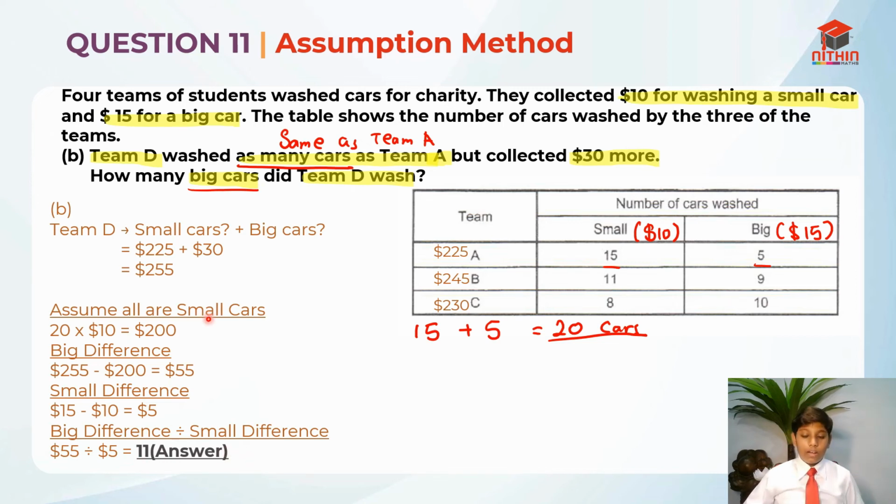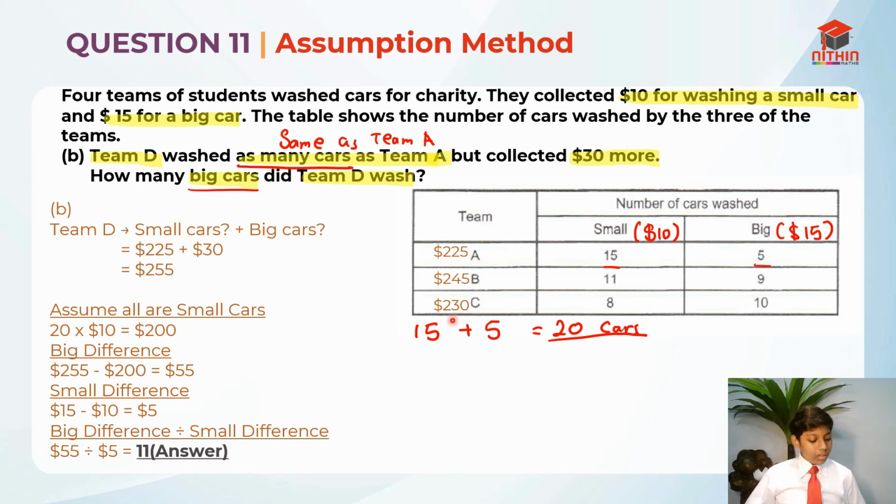So if we assume the big cars over here, we need to do an extra step, which is 20 minus 11, but it's wrong already. If we assume the big cars over here, it will give us an answer of 9. Then we need to take 20 minus 9, which will give us 11. So that's an extra step.